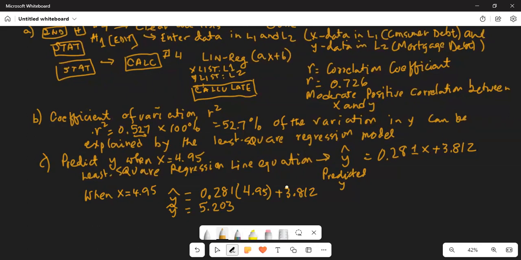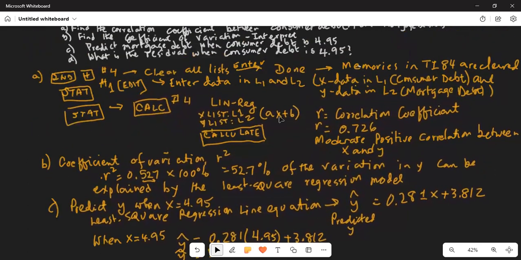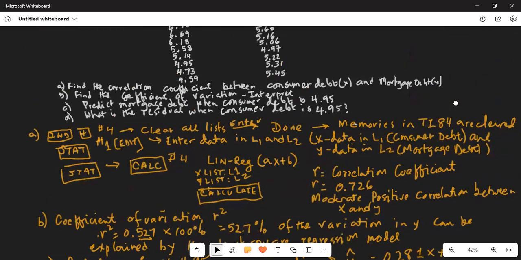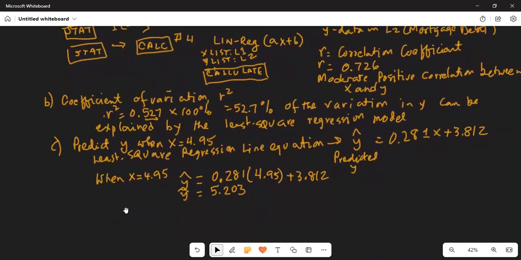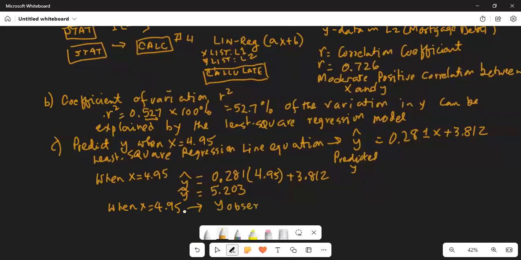Now let's go back to the table and see what the actual y observed is when x is 4.95, and that is 5.22. So when x is equal to 4.95, y observed is 5.22. That's from the given table.